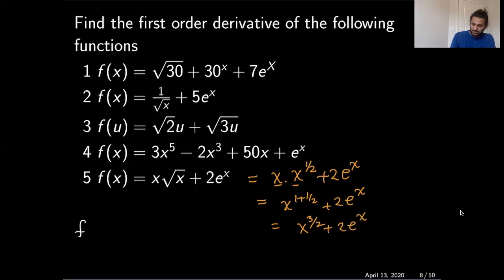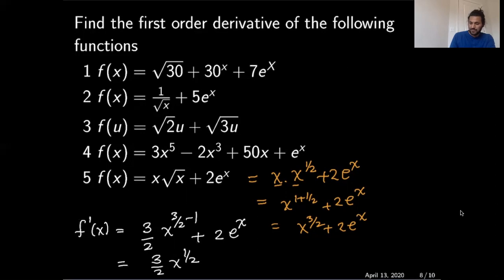So f prime of x is 3/2. You drop the power, you take 1 from the power, you add 2 times the derivative of e to the power x, which is e to the power x. So this is 3/2 x to the power 1/2, since 3/2 minus 1 is 1/2, plus 2 e to the power x.